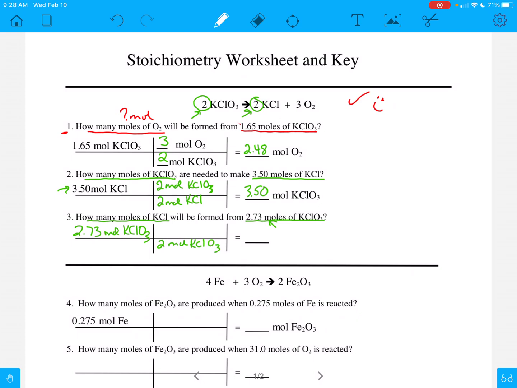But this time I'm going to put 2 moles of KClO3 on the bottom and 2 moles of KCl on top. Why? Because I want them to cancel, right? Did you see that up here too? Those cancel. And up here, this one canceled. That's how we have to do that. So this again is going to be 2.73 times 2 divided by 2, and that's going to give me 2.73 moles of KCl. And that's the answer.